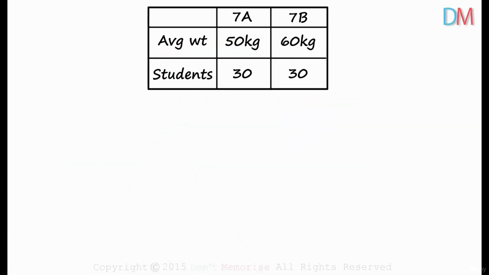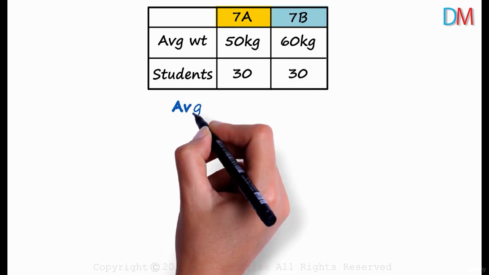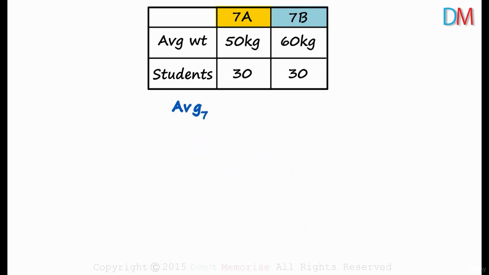In class 7 of a school, there are two divisions, A and B. The average weight of students in class 7A is 50 kilograms and that of students in class 7B is 60 kilograms. Each division has 30 students, and remember, there are only two divisions in class 7. With this data provided, we have been asked to find the average weight of class 7. Yes, what will be the average when the students from both these divisions are combined?